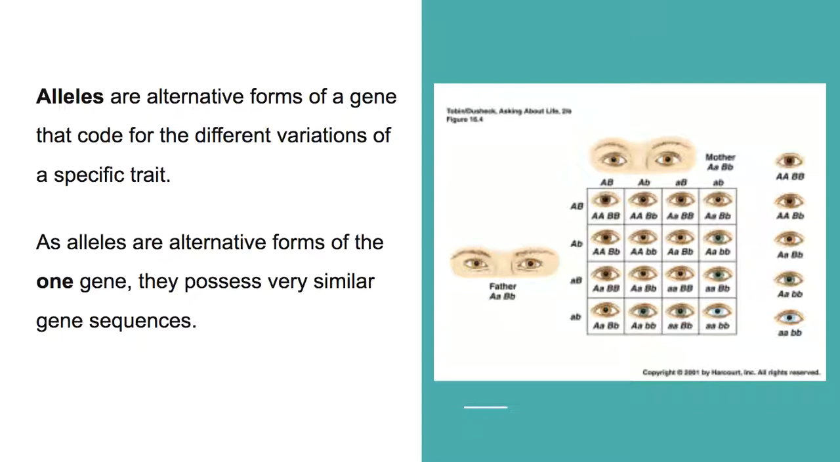Now, alleles are alternative forms of a gene that code for the different variations of a specific trait. So since alleles are alternative forms of one gene, they possess very similar gene sequences. So as you can see in this picture, one person has different alleles or different genes that they inherit from their father and mother. And this is known as a Punnett square, which determines what the child is going to have in terms of their genes.